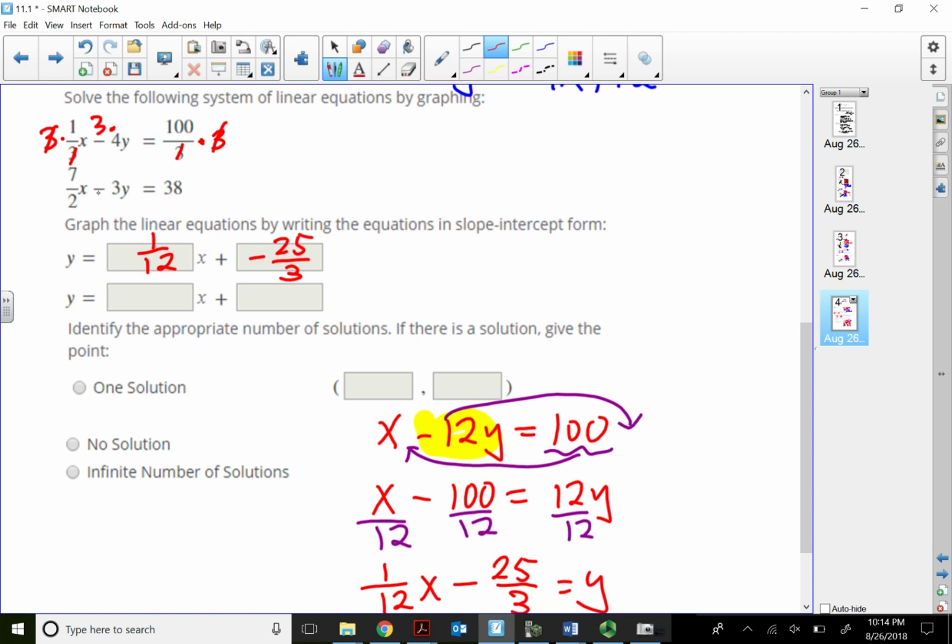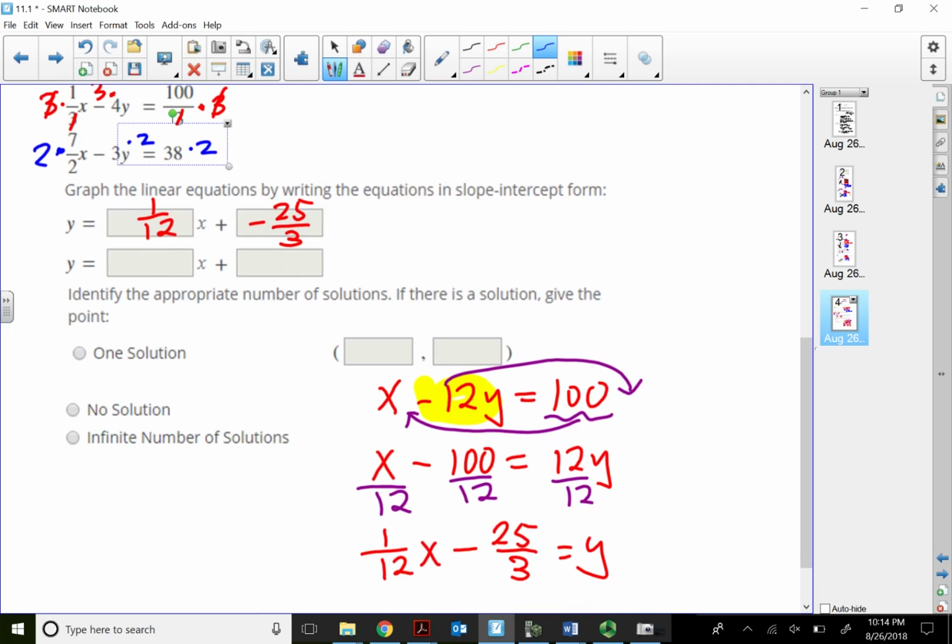All right, the second one, LCD. Again, clear the fraction. The LCD is only a 2. So multiply every term by 2. That means top 2 and bottom 2 cancel out, so that just leaves me with 7x minus 6y, right? Negative 38 times 2 is negative 76.